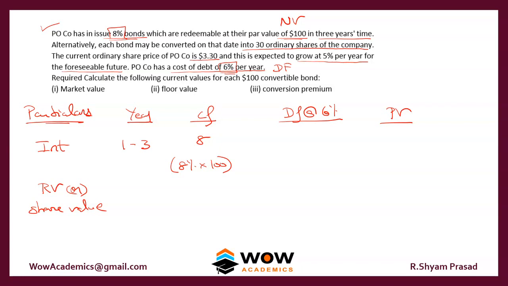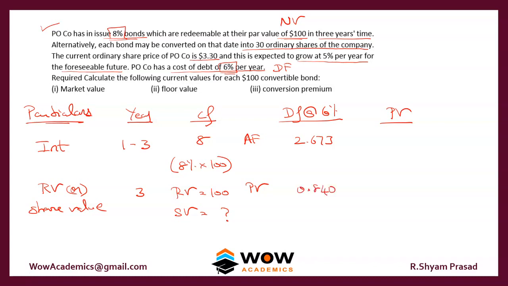The redemption value is going to happen in which year? It's going to happen in the third year. What is going to be the cash flow? Redemption value is 100 and share value is, we don't know, so this we have to compute. We have to look at the annuity factor table and the present value table. The annuity factor for 6% for 3 years is 2.673, and for the present value it is 0.84.